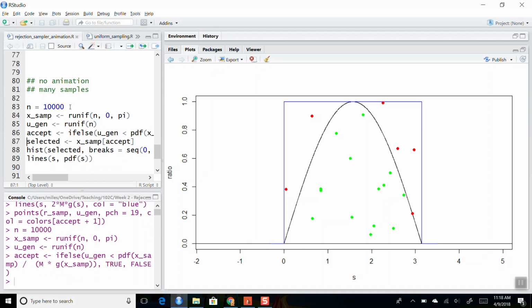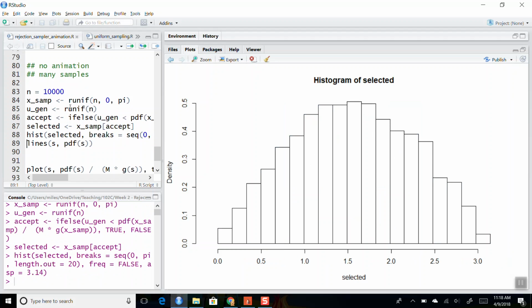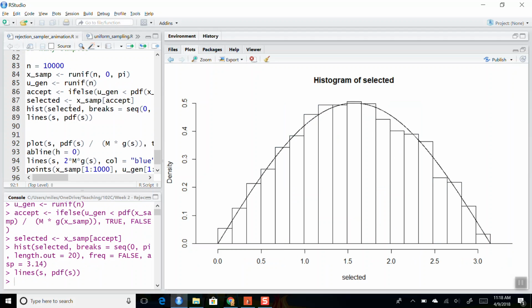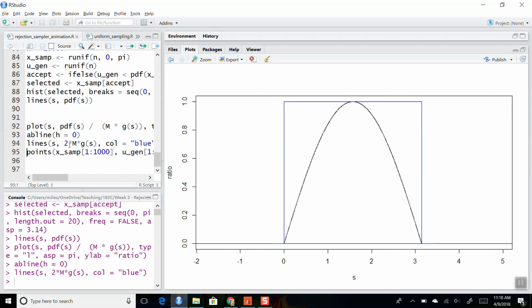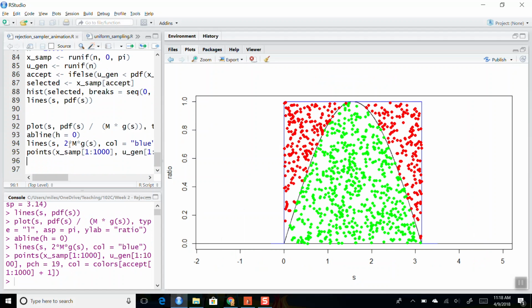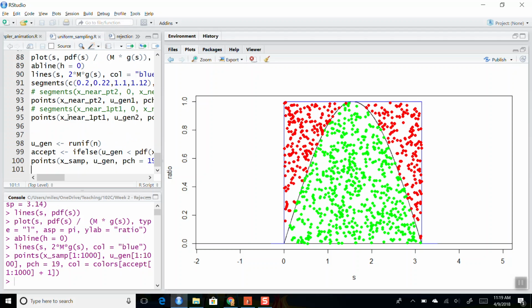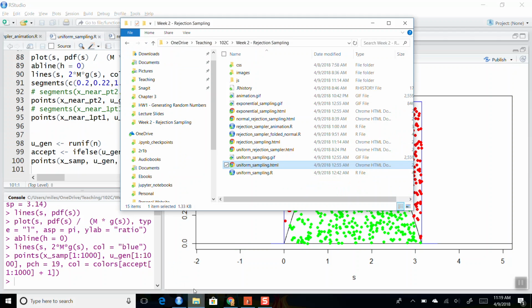I can do this without the animation. I can do something like 10,000. We can see this is the resulting histogram, and if I compare the histogram of 10,000 points to the PDF, it follows the PDF quite nicely, of course not perfectly. Then if I were to plot them all, this is I think 1,000 here. We can see quite a few points, and it follows the curve there.